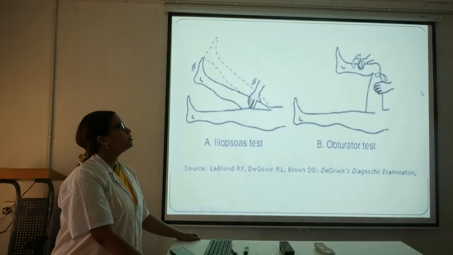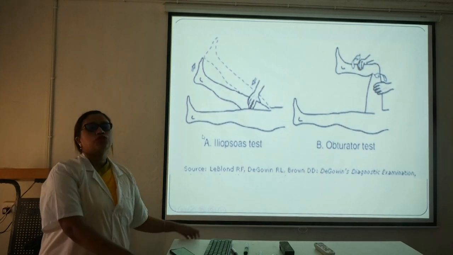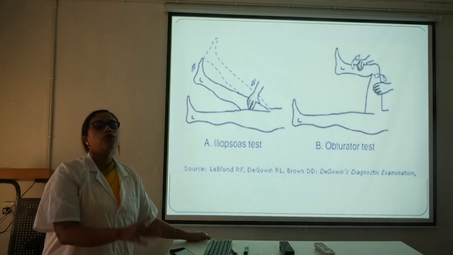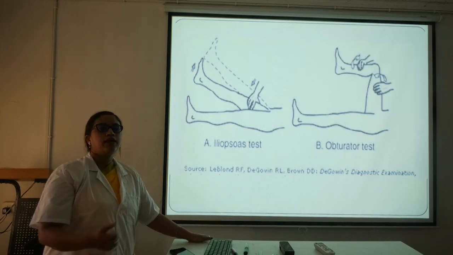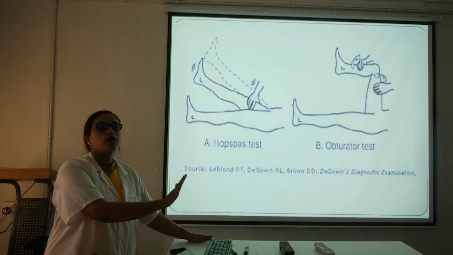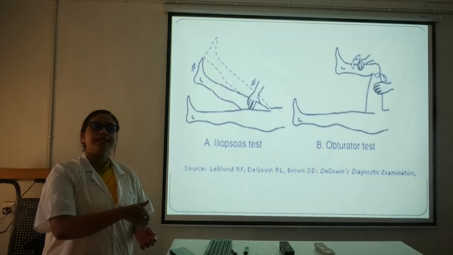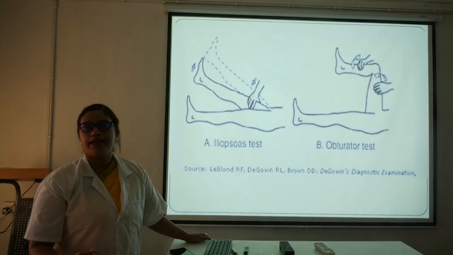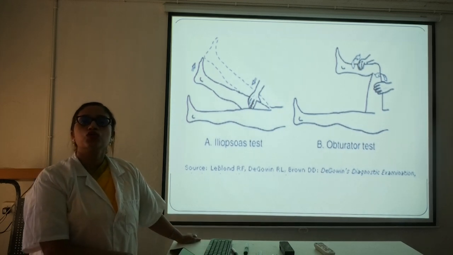Then next one is iliopsoas sign. So iliopsoas সে কি করবি? Ask the patient to lie down. Okay, you have to take the right limb. Okay, you will keep on pressure to flex the knee. Okay, at that time the patient will feel pain on the right iliac fossa. This is known as iliopsoas sign.